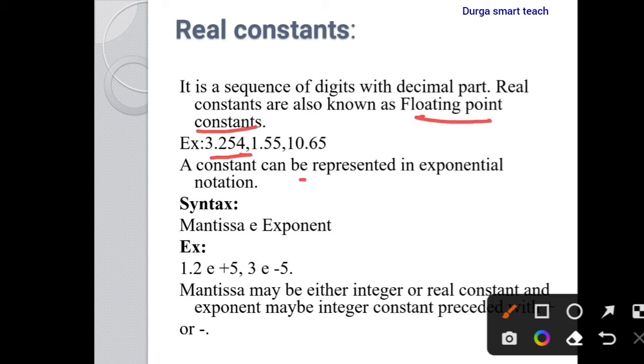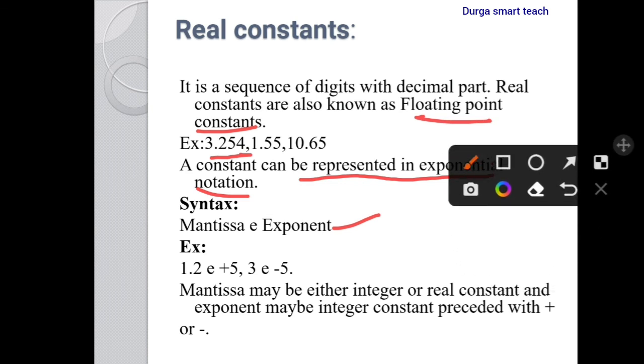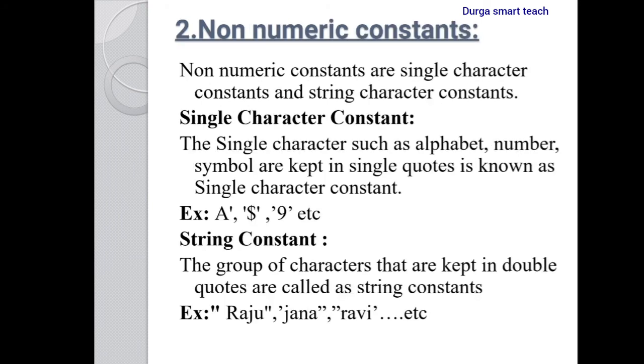A constant can be represented in exponential notation. Here the syntax is mantissa e exponent. The mantissa may be either an integer or real constant, and the exponent may be an integer constant preceded with a plus or minus sign.